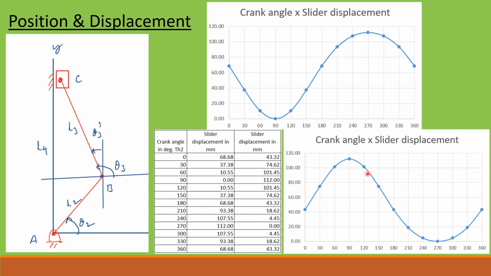In the below graph, we have again plotted crank angle versus slider displacement. In this case, when the crank angle is 270, we have considered 0 displacement. In this case, we can see at 90 degrees crank angle, slider displacement is maximum.